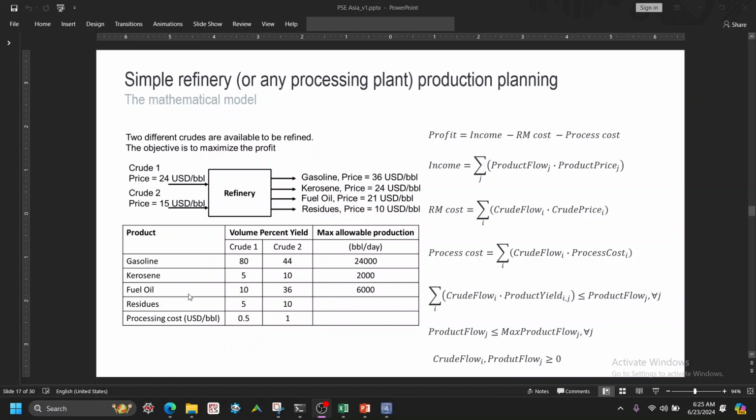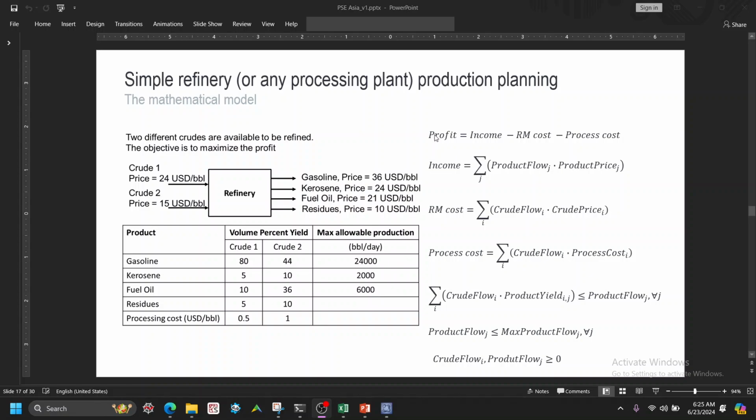And then for each of the products, depending on the unit configurations of the plants that you have, there is an equipment limit for each of these products, and they have some numbers here. So we can only make like 24 kilo barrels per day, for example, in this case for gasoline, and then 2 kbd for kerosene and 6 for fuel oil. So the model is very simple basically.